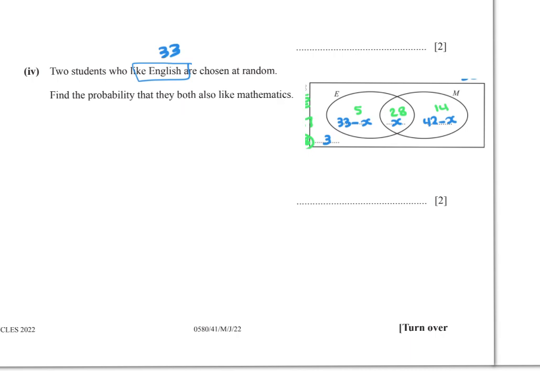From 33, how many of them like mathematics? We have 28. So we have 28 out of 33 for the first one. This is for the first student. For the second student, subtract 1, so 27 over 32, and the product equals 63 over 88 in the simplest form.